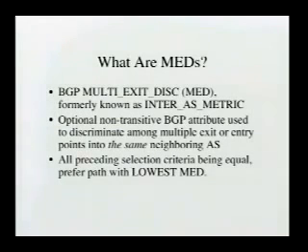So, MEDs are a multi-exit discriminator, or multi-exit disc, as it's referred to in the BGP drafts. It's formerly known as INTER_AS metric. It's an optional non-transitive BGP attribute, which, if that means anything to you, if you follow the protocol, you know what I'm talking about. The spec says it's used to convey the optimal entry point, or to discriminate between multiple entry points between the same neighboring AS, which is another issue we're going to talk about in a moment. And the lowest MED is the value that's preferred, all preceding things like AS path and local pref and longest prefix being equal.